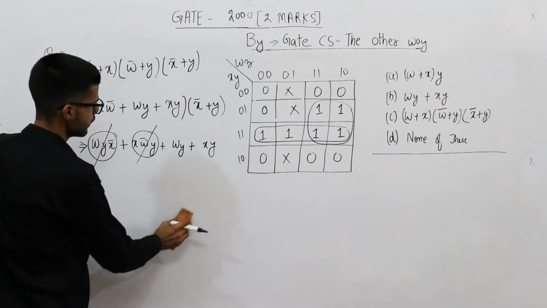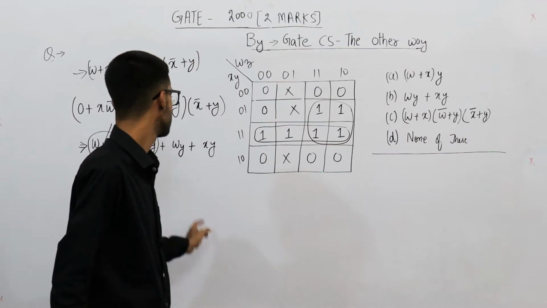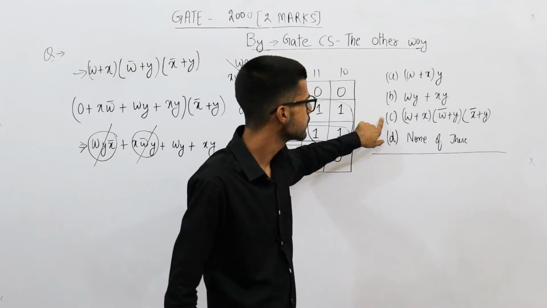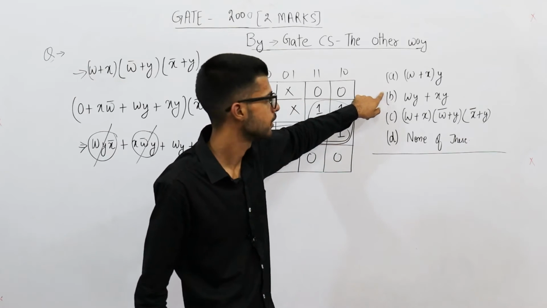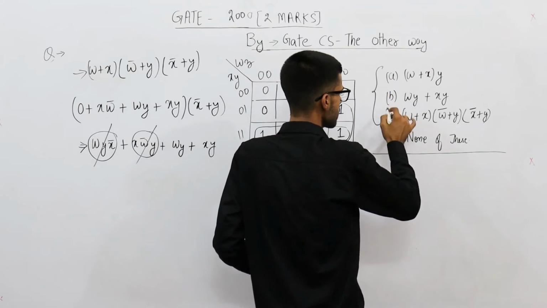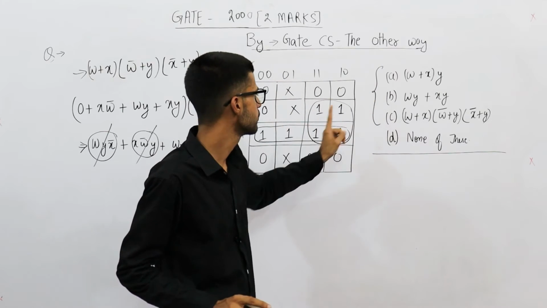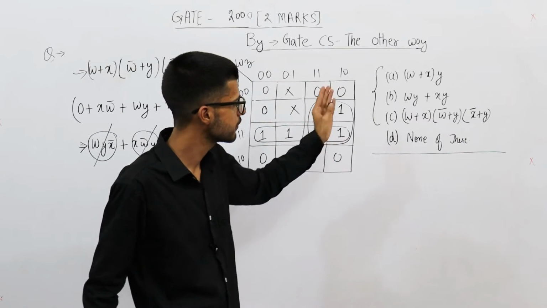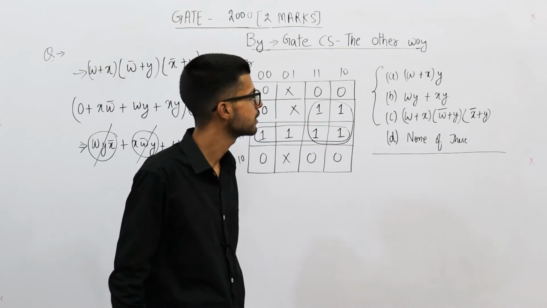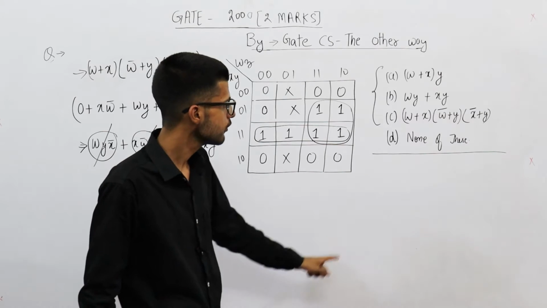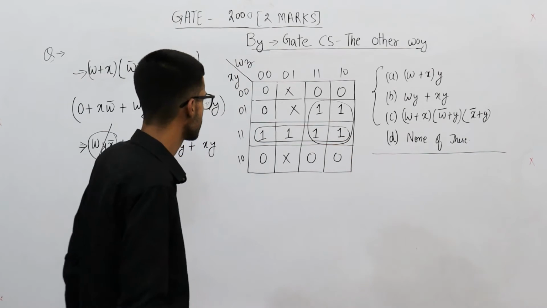So from here you can see wy plus xy, wy plus xy. Option C is also equivalent to option B. All of these 3 are same. Okay. And we have seen option B implements this K-map. That means all of these 3 will implement the given K-map. And the answer will be none of these. Okay. So your answer to this question is none of these.